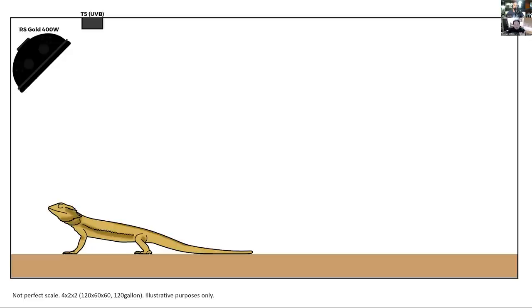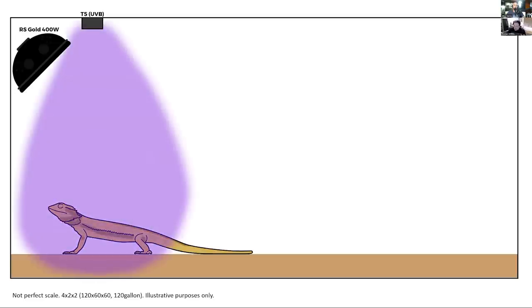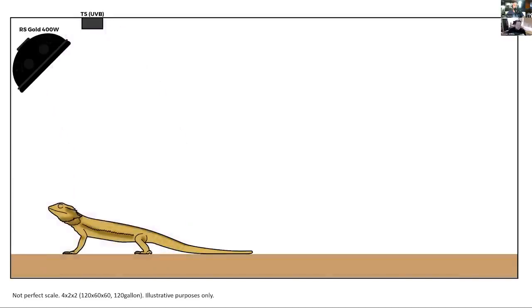It could be a ZooMed. It could be a Reptile Systems if you wanted to go down that route. And that would have a nice beam as well. Then I would recommend an LED. This is what I recommend as a minimum: a heat lamp, a UVB lamp, and an LED. This example is an Arcadia Jungle Dawn. Really good LED. Again, other brands have quite decent LEDs as well. And you can see the beam from that is something like this.